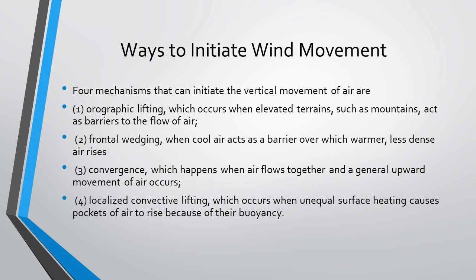The different ways to initiate air movement upward are: 1. Orographic lifting, which occurs when elevated terrains, such as mountains, act as barriers to the flow of air. Number 2. Frontal wedging, when cool air acts as a barrier over which warmer, less dense air rises. Number 3. Convergence, which happens when air flows together and a general upward movement of air occurs. Number 4. Localized convective lifting, which occurs when unequal surface heating causes pockets of air to rise because of their buoyancy.